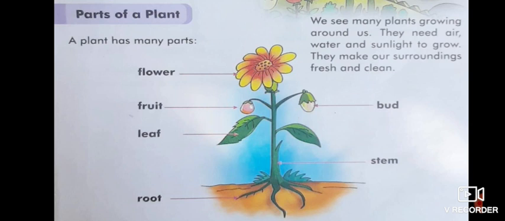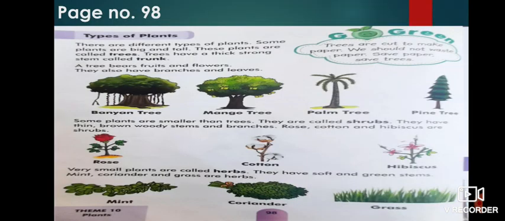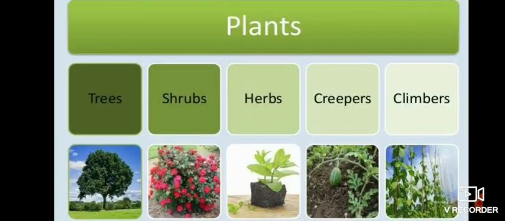Flower, fruit, bud, leaf, stem, and root. All right, this is very important, so try to learn it. Next page is page number 98, types of plants. Now we will read about different types of plants like trees, shrubs, herbs, creepers, and climbers.